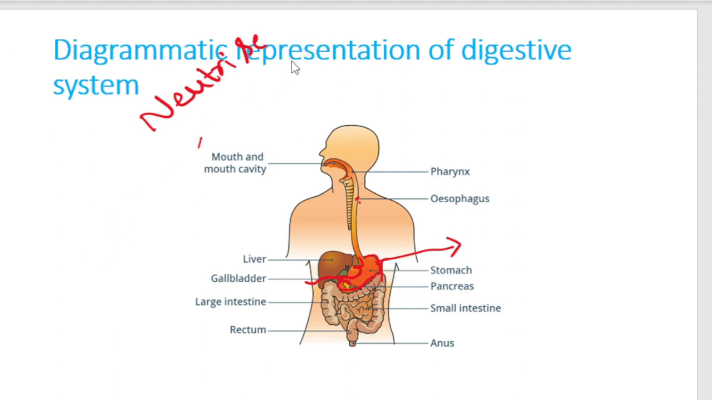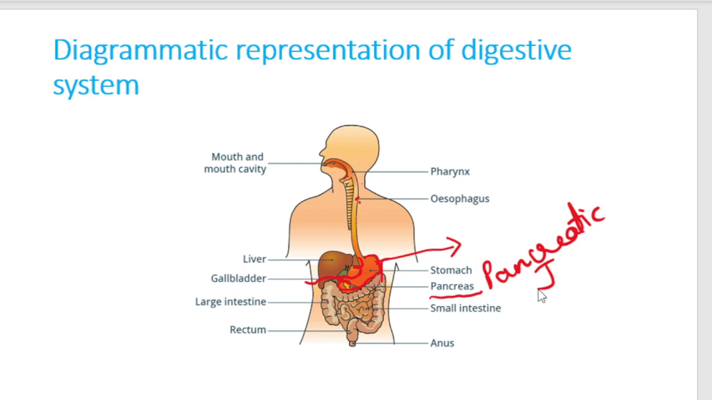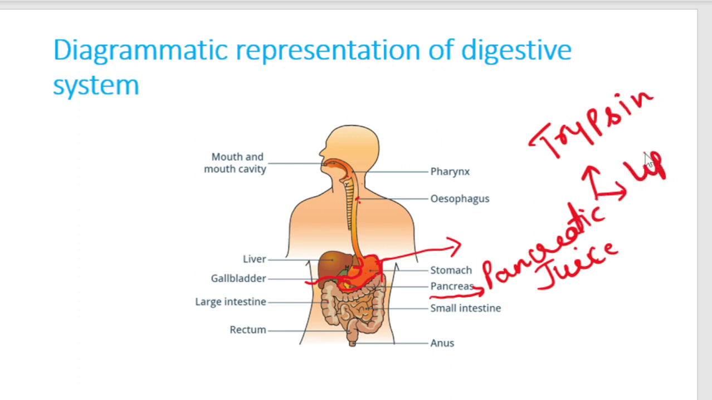Next, there is another secretion, which is pancreatic juice, released from the pancreas. Pancreatic juice has two enzymes. One is trypsin, another one is lipase. What are the functions of these?